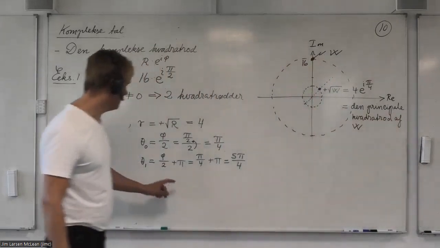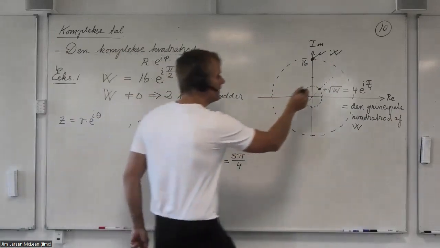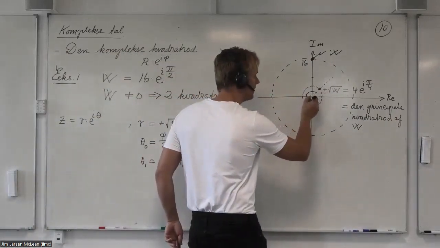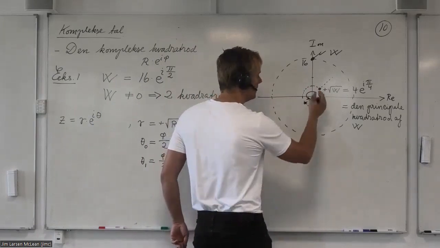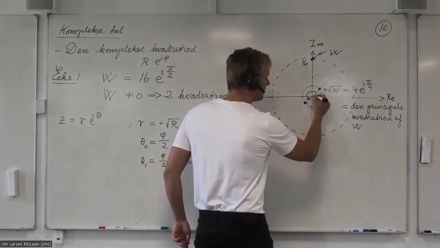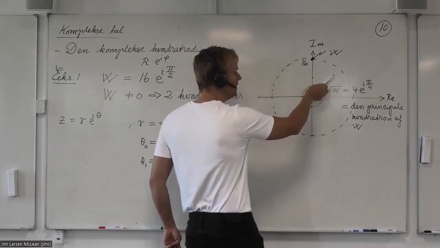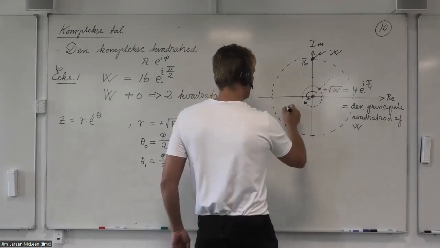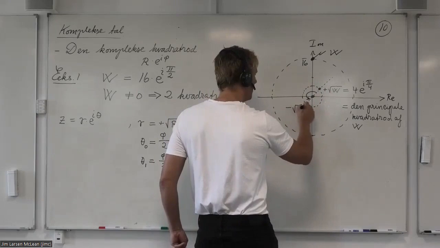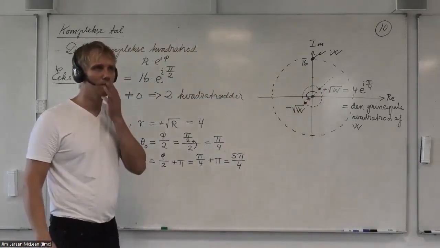And the other one, you simply find it by rotating 180 degrees. Just stand here and rotate 180 degrees, and you'll end up right there. Imagine that this square root is represented by a rod that's hinged at the origin like this. Then you just rotate it, and you end up right there. So this is the negative version of the principal square root of w.